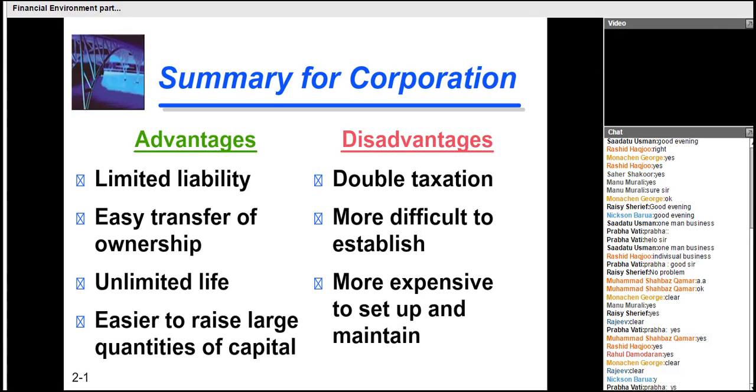And easier to raise large quantities of capital. Why is it easier to raise large capital? Because it is listed on the stock exchange, and you can sell your shares to the public. When you sell your shares to the public, you get a lot of capital. That's why it's so easy to raise large quantities of capital. Now come to the disadvantages. Is it clear, right?